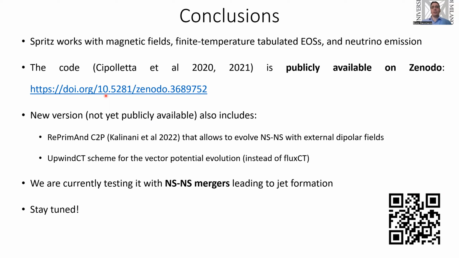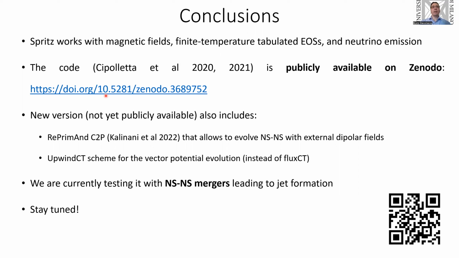This is an excellent question. So at the moment, not yet. There are concerns that indeed by evolving the vector potential, you may not conserve the magnetic flux. I have a collaboration right now together with Philip Mosta and the group of Tim Dietrich. They also developed their own MHD code to run some tests. Also, the collaboration includes the group of Masaru Shibata.